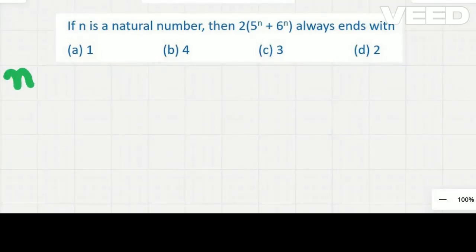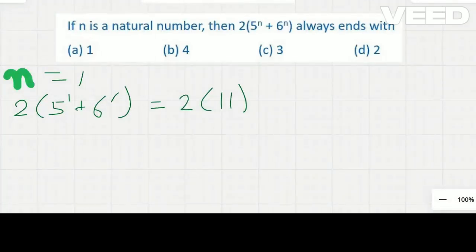So let us take first n equals 1. So put n equals 1 in the equation. Now we have 5 plus 6, that's 11, and 2 into 11 equals 22.